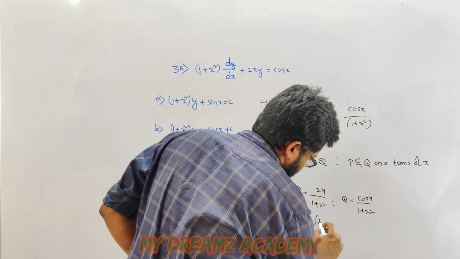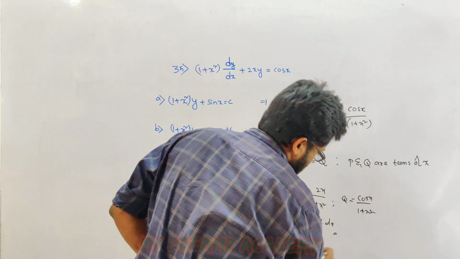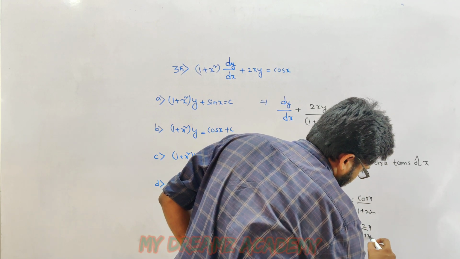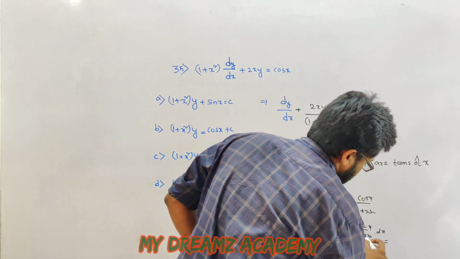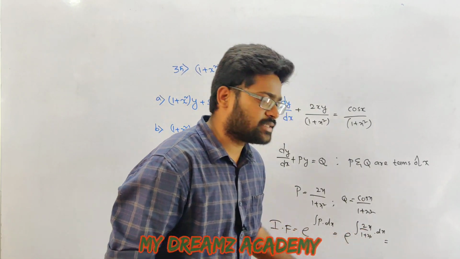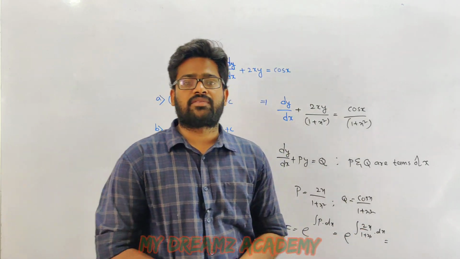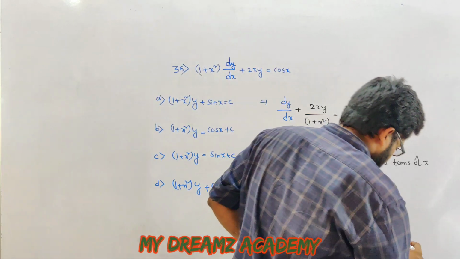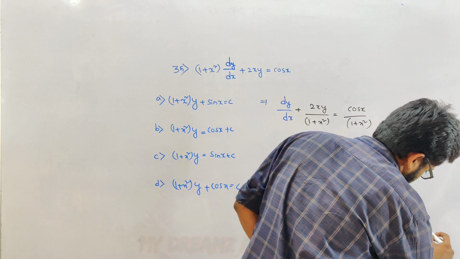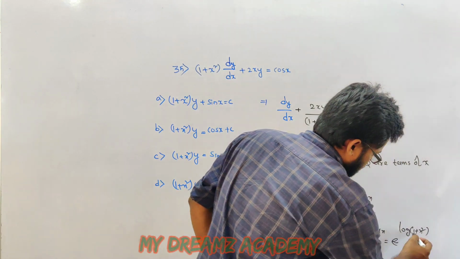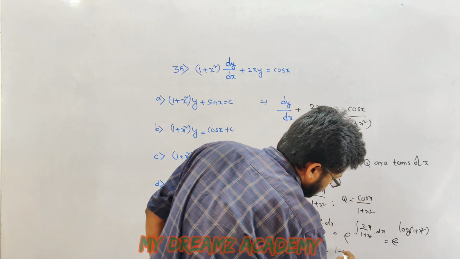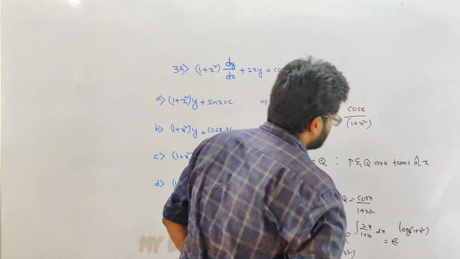e power integration of p dx, that is e power integration of 2x divided by 1 plus x square dx. What will that give? f dash x by f of x. Integration of f dash x by f of x will give log f of x, that is e power log 1 plus x square. So e power and log will cancel. The integrating factor is 1 plus x square.